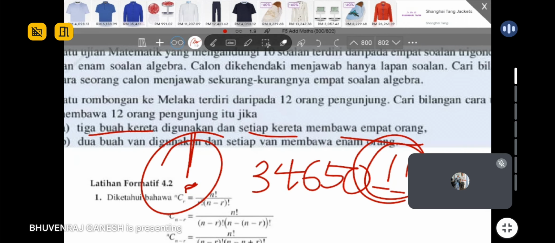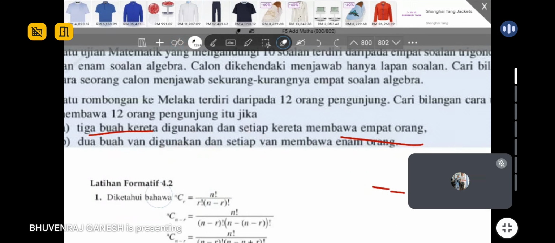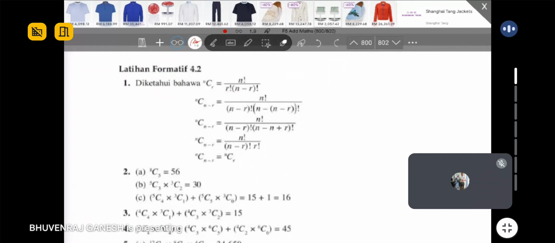Okay, very good. Okay, the answer is 34650. Okay, very good guys. Sangat bagus. So the answer you should get is 34650. Although not 100%, it is greater than 50% correct already. Okay, so yeah. So you should get something like this.